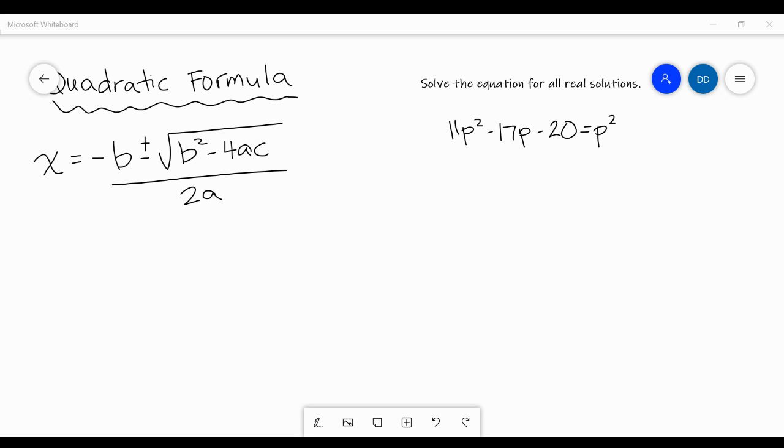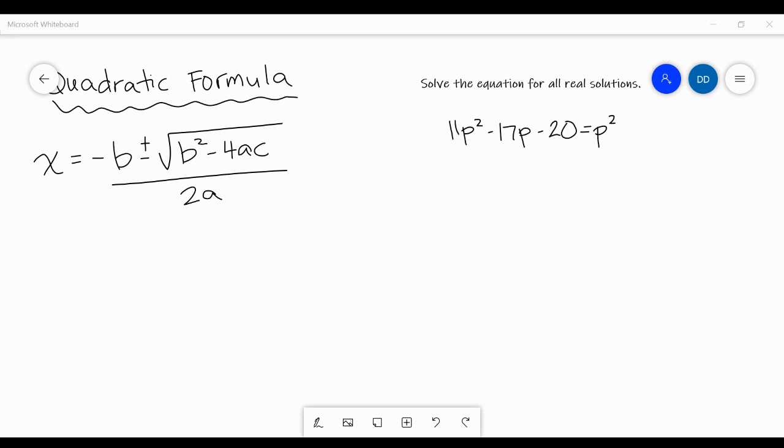Hey everyone, so today we are going to be solving quadratic equations using the quadratic formula. In order to do this, you have to know what the quadratic formula is. If you were taking the Regents, it would be given to you on the reference page. If you want to memorize it, the more you use it, the easier it's going to get.